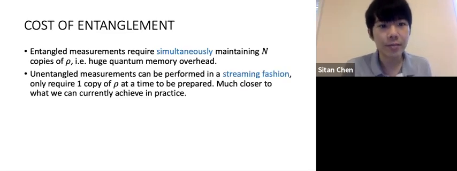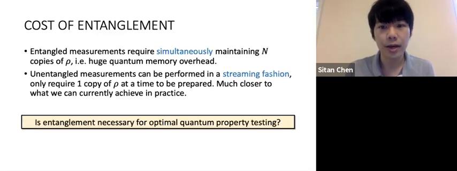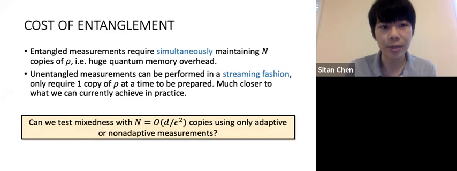On the other hand, unentangled measurements, by definition, can be performed in a streaming fashion, and you only need one copy of rho at a time to be prepared. And this is much closer to the sort of things that we can actually achieve in practice in the lab. Okay, so if we turn now to the guiding question behind the title of this talk, is entanglement necessary for optimal quantum property testing? Well, we can phrase this in a more formal language now. The question is, can we test mixedness with linear in d over epsilon squared copies using only adaptive or non-adaptive unentangled measurements?